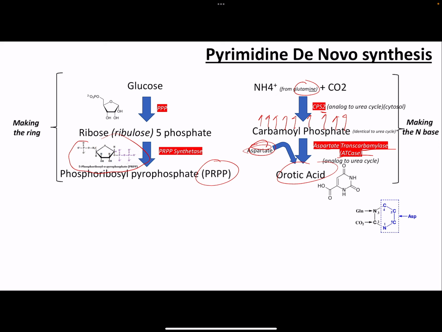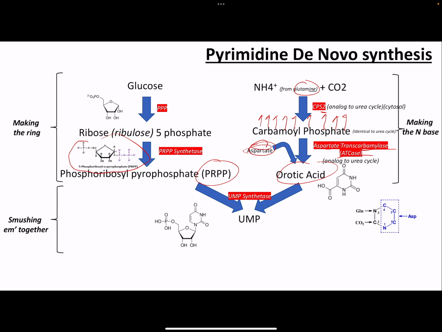We've now made the nitrogen base, we made the ring, but now we've got to slap them together. So UMP synthetase is going to combine these two, and then from there, we can make it into cytosine and thymine. And again, we have been dealing with these ribose structures. That's when we're doing pyrimidine and purine anabolic processes, we're making RNA. So if we're making a thymine, that's by definition DNA.